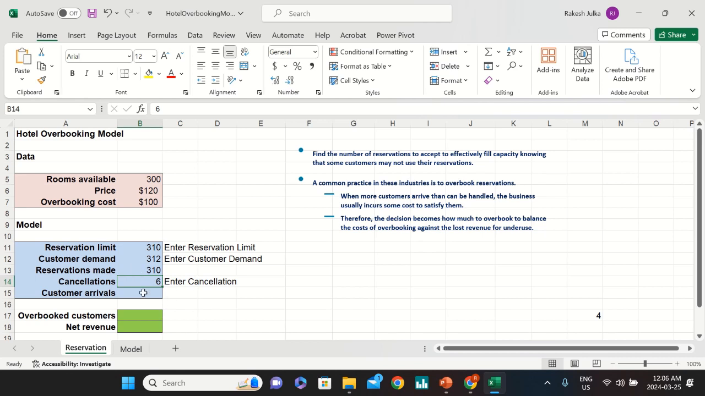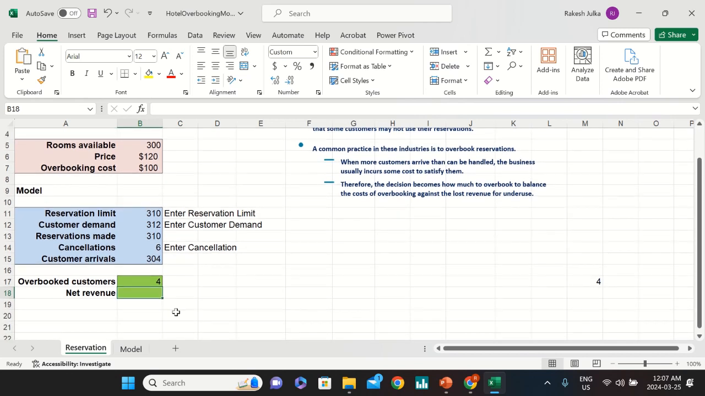Now how many cancellations were there? They have cancelled six, and so how many customers arrived? The reservation made was 310, minus 6, means 304 customers arrived. Now 304 customers arrived, but we had 300 rooms. Overbooked customers means 304 minus 300. It means 4 were overbooked customers. Definitely it will cost $100. Now we want to calculate the net revenue.